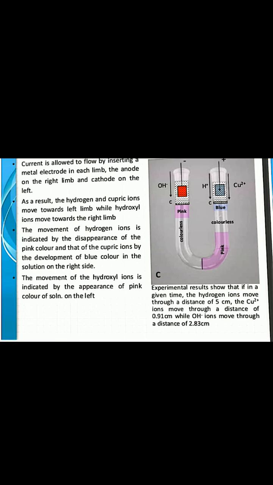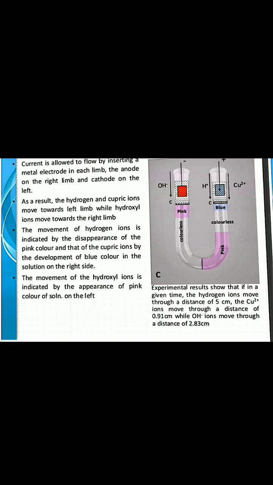Experimental result shows that in the given time, the hydrogen ion moves through a distance of 5 cm, the copper ion moves through a distance of 0.91 cm, and the OH ion moves through a distance of 2.83 cm. That is, the different ions move with different speeds. So, this experiment shows the migration of ions towards the respective electrodes with different speeds.